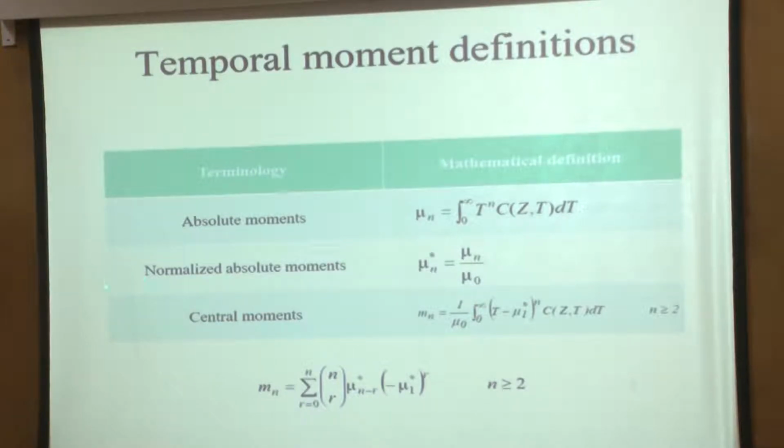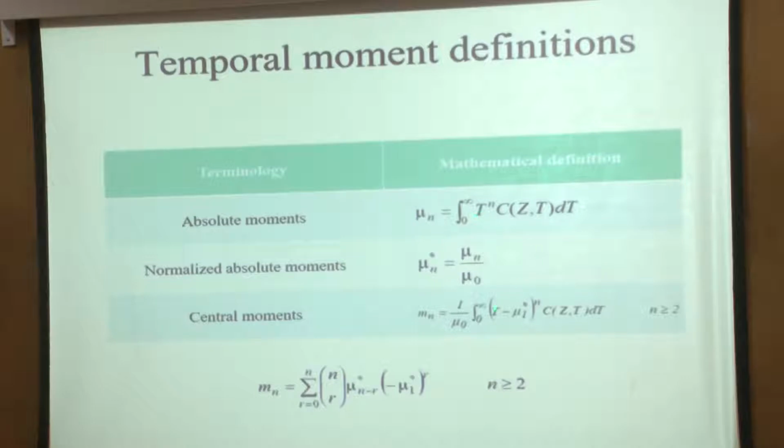We use normalized absolute moments, which is whatever the absolute moment is, we divide them all by mu sub 0. Mu sub 0 would be n equals 0, so that would simply be the total area under the curve, the 0th moment. What that does is it normalizes the whole thing, also making it equivalent to a probability density. We talk about central moments, where we are now going to compute moments not about the origin at t equals 0.